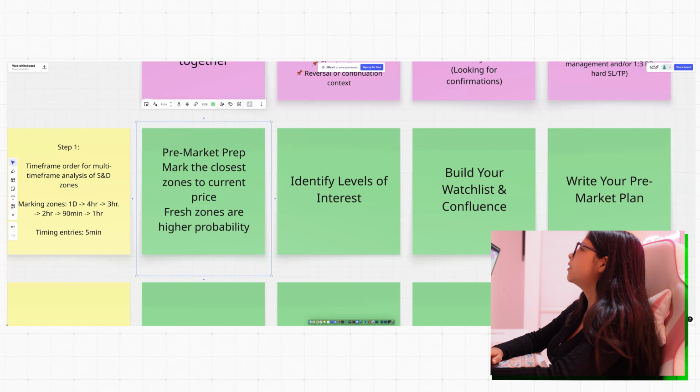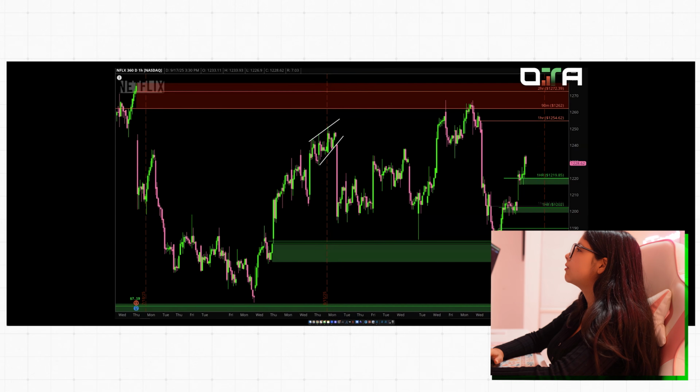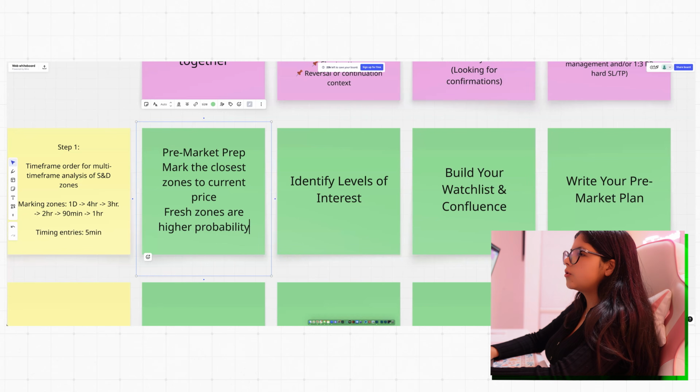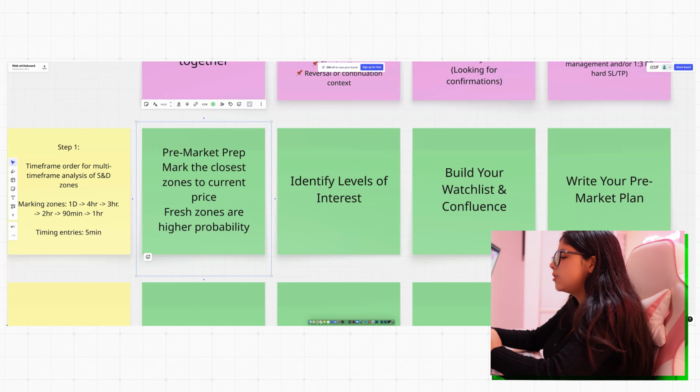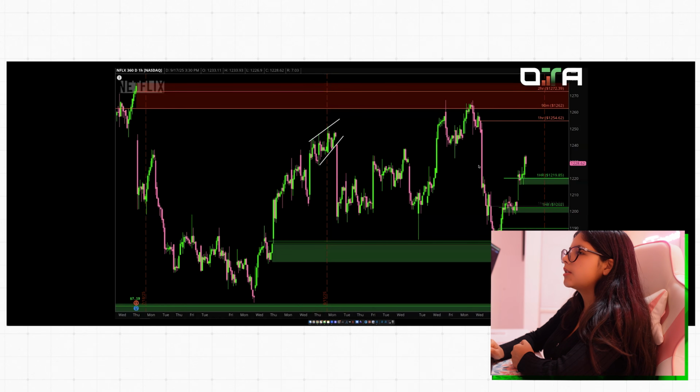So I want you to take a look at this. This is a fresh zone that just formed yesterday. So if price comes into it and tests it today, that's a fresh zone, which may be higher probability for a retest right here for upside continuation. So that's important to know. So if a demand zone is tested, you're looking for calls targeting the next supply zone above. If a supply zone is tested, you're looking for puts targeting the demand zone below.